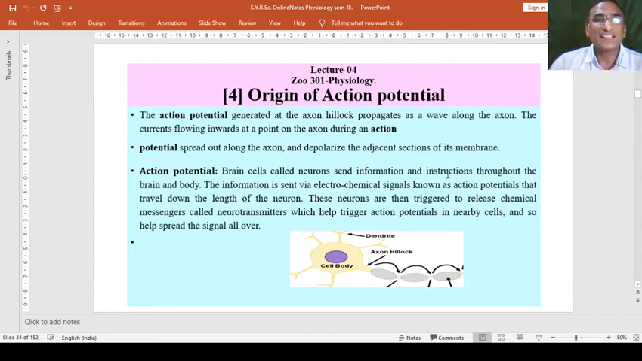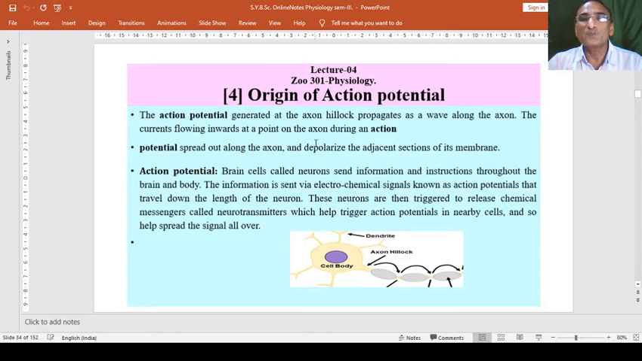As the action potential propagates from the axon hillock, a wave of signal passes through the axon, and the current flows inwards at a point on the axon during an action. This is the complete total action, and so it is called action potential in physiology. The potential spreads out along the axon and depolarizes the adjacent section of its membrane. Depolarization and repolarization will be studied in the next topic.